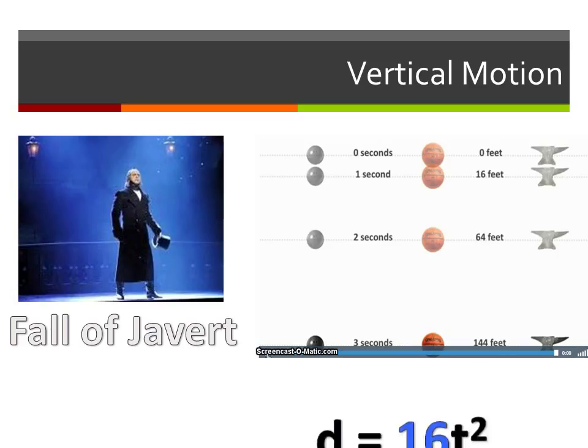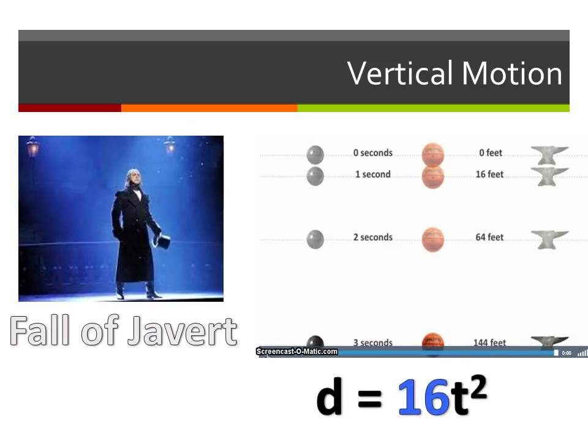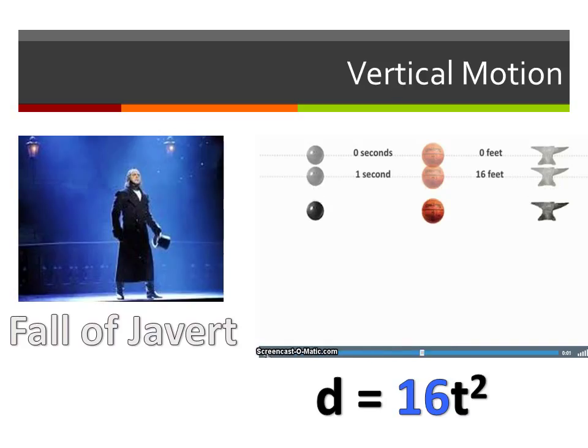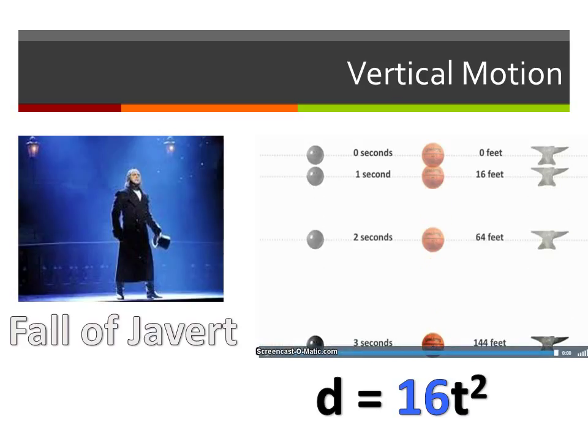In fact, we found out our equation was d equals 16t squared. This is true for any vertical motion type problems. No matter if it's falling or launching in the air, we know gravity takes an effect. So in general, we can actually describe vertical motion in this form.